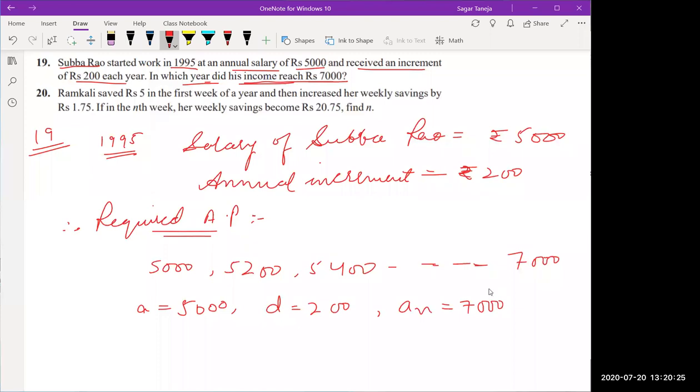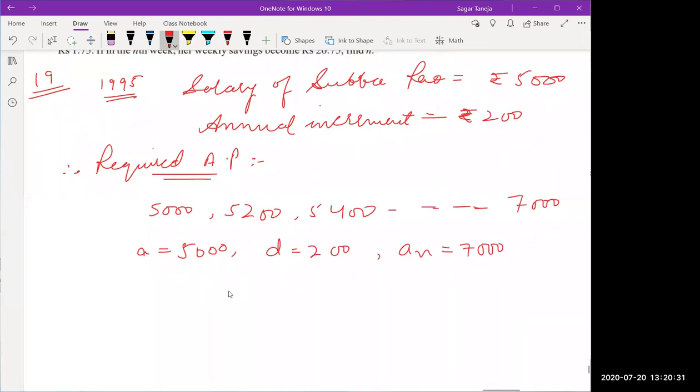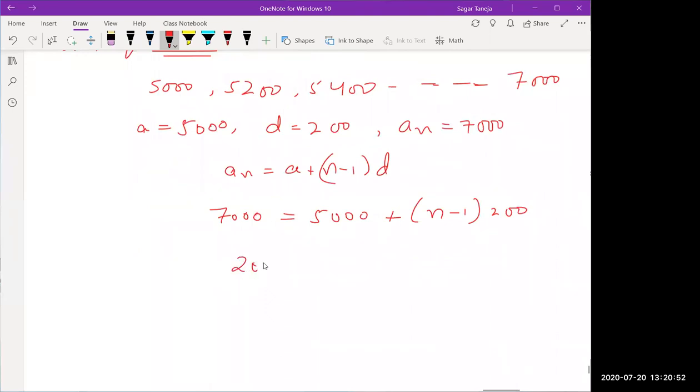So in which year he'll reach 7,000? So using the formula an equals a plus n minus 1 d, where an is 7,000 and 5,000 is the first term, where we do not know the value of n, that is how many years it took to reach 7,000. That we will take out. 5,000 will get subtracted from 7,000, will become 2,000. It cancels out with this 10. So 10 and minus 1 will come this side. It is 11 now. So n is equal to 11.